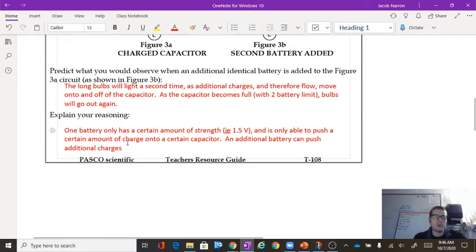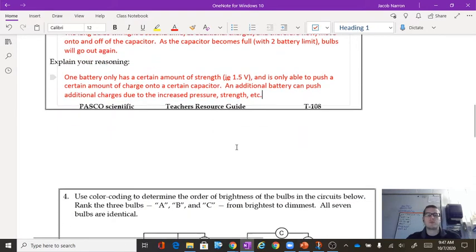So an additional battery can push additional charges due to the increased pressure, the increased strength, etc. So one way that I've explained it to you guys in the past is I talked about, imagine 2 people blowing through straws to try and fill what I called an air capacitor. And if you don't believe me, you can look back at your notes on capacitors. One person is going to be able to push a certain amount of air in there. But 2 people, both blowing at the same time, can put even more. They can compress even more air into that capacitor. And so the same thing is true of charges.